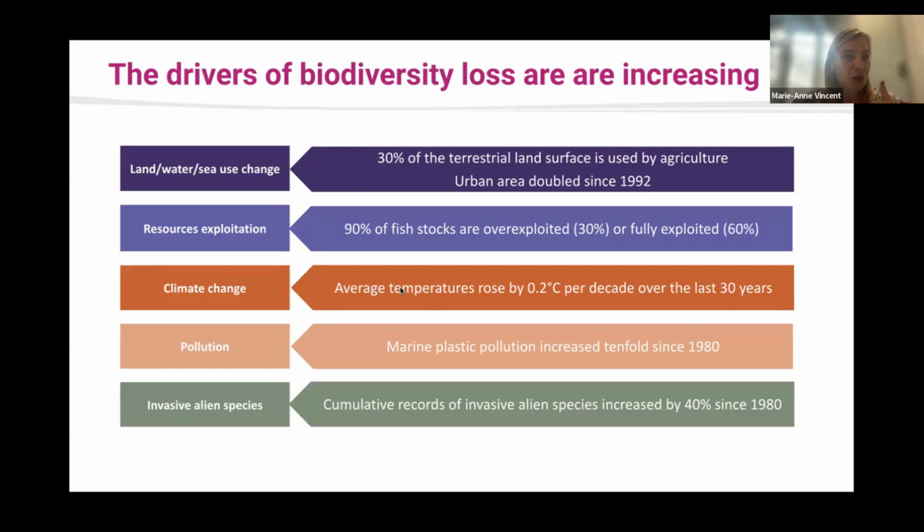Climate change, we talk about rising temperatures. In the past, when there was a warming environment, the species had the time to migrate and adapt, and it took decades and centuries to adapt to their local environments. Today, global warming is increasing so fast that the species don't have time to adapt.